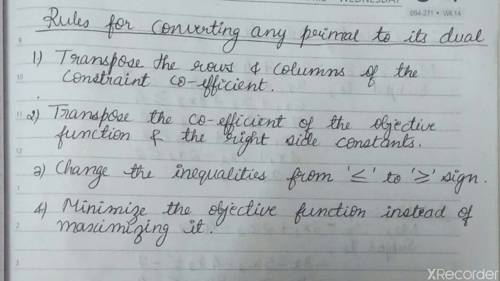The first is transpose the rows and columns of the constraint coefficients. Second is transpose the coefficients of the objective function and the right side constants. Third is change the inequalities from less than or equal to, to greater than or equal to. And lastly, you have to minimize the objective function instead of maximizing it. So these are the four steps in order to convert any given primal solution into its dual form. We will go through one problem so we understand these steps clearly.